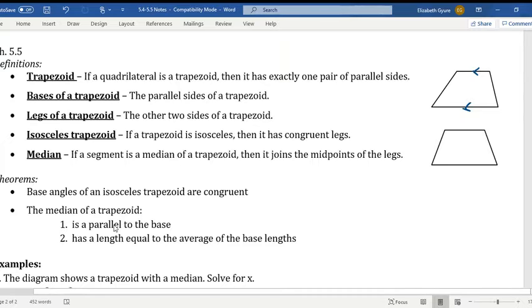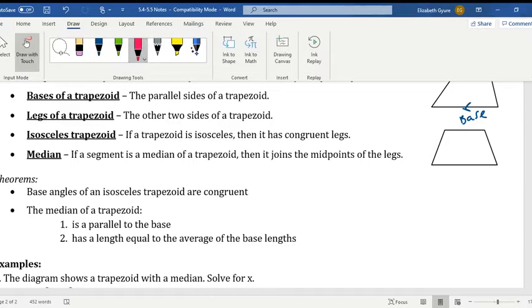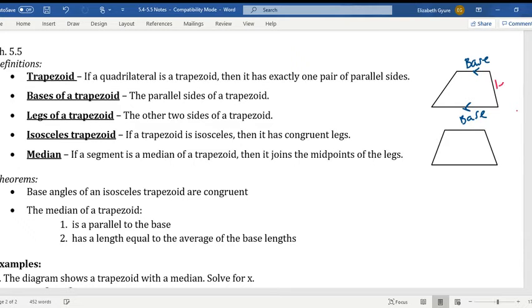Okay. But in that situation, that would be your parallel sides. These are called the bases. So the bases of a trapezoid, those are the parallel sides. So this is a base and this is a base. Sometimes people tend to be like, oh, the base is on the bottom. Not necessarily. Depends on how your picture is drawn. The base is the parallel sides. The legs of a trapezoid, those are just simply the other 2 sides. So this would be a leg and this would be a leg. So those are the legs of your trapezoid.